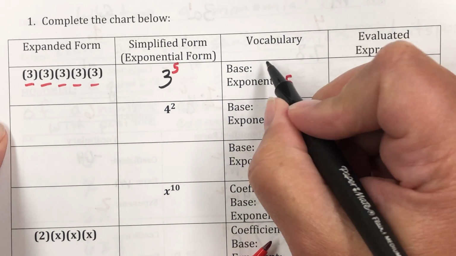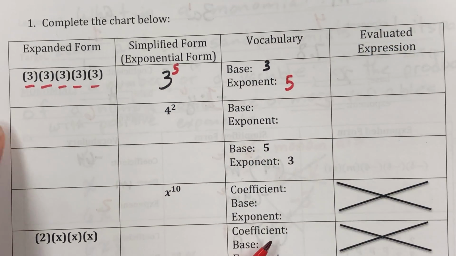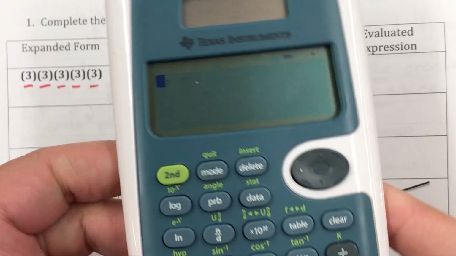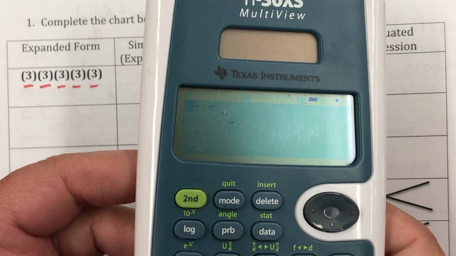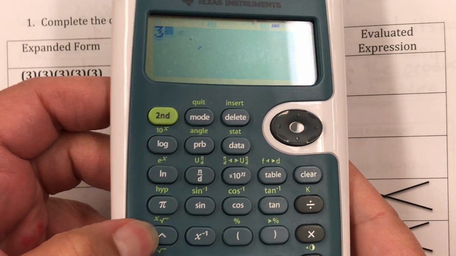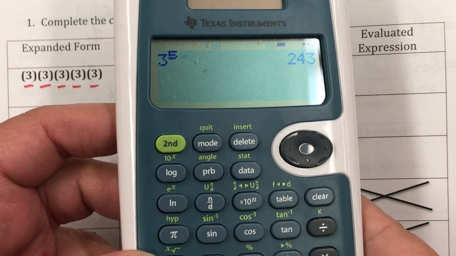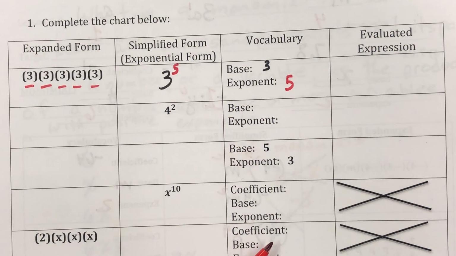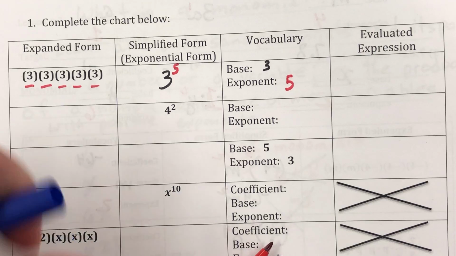My base is 3. Now remember, I talked about how you can use your phone to help you solve these problems, or you can use a calculator. I'm going to use my calculator because my phone is currently videotaping. So for this, I put in the base 3, the caret, which is this little up arrow, and 5, and I hit enter, and I get 243. So my answer is 243.